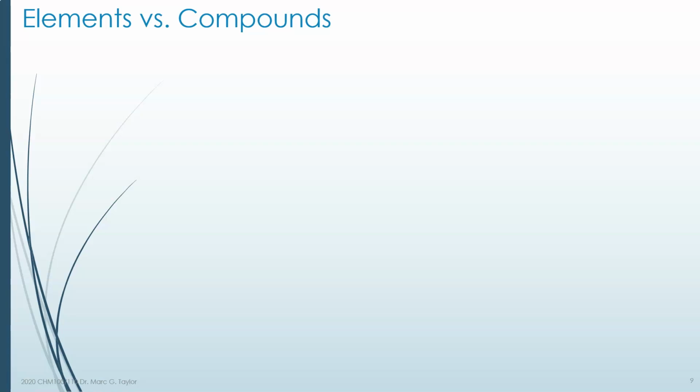We've already talked about classification of matter in terms of substances versus mixtures of substances and whether they're homogeneous or heterogeneous, but let's talk about those individual substances. One way to classify them is by determining whether they are elements or compounds. And it's actually fairly simple to distinguish between these two.